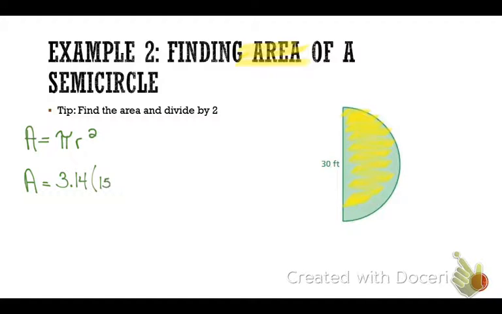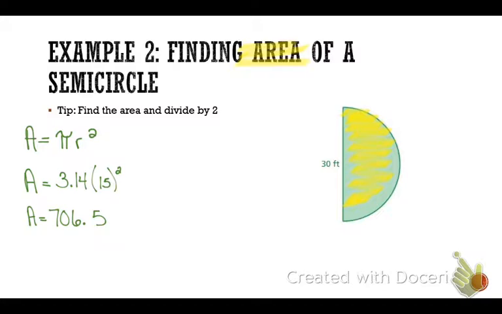Okay, and plug in 15. 15 squared. 15 squared is 225 times 3.14 is 706.5. If this had been a whole circle, this would be the area of the circle.